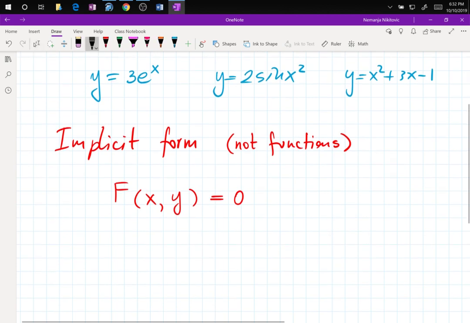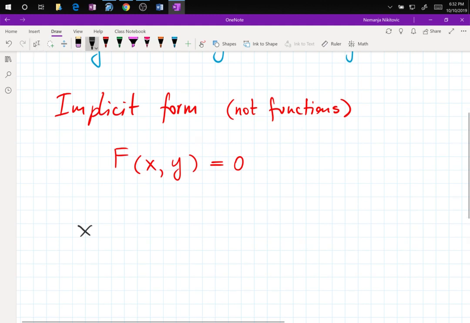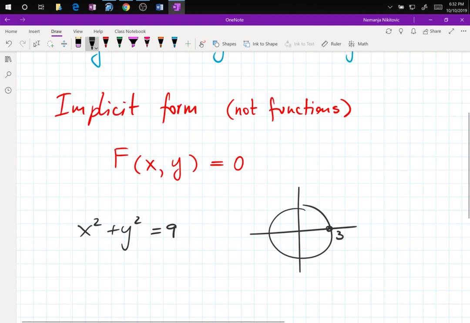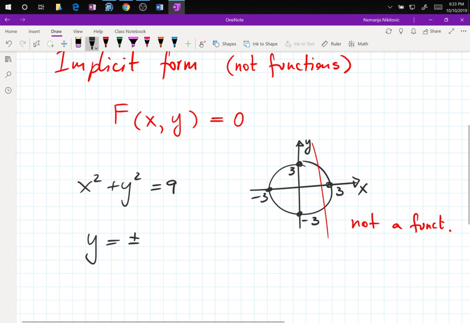One of the shining examples of implicit form is the circle. So if you have x squared plus y squared equals 9, this is a circle of radius 3. And because it fails the vertical line test, if you draw a vertical line anywhere, you see it cuts through twice, so not a function. You also see that you cannot write y equals everything else, because if you try to solve for y, you would get y equals plus minus square root of 9 minus x squared, and this plus minus is what ruins everything. So this equation over here is the implicit form. I'm just going to delete this so it's not confusing you.